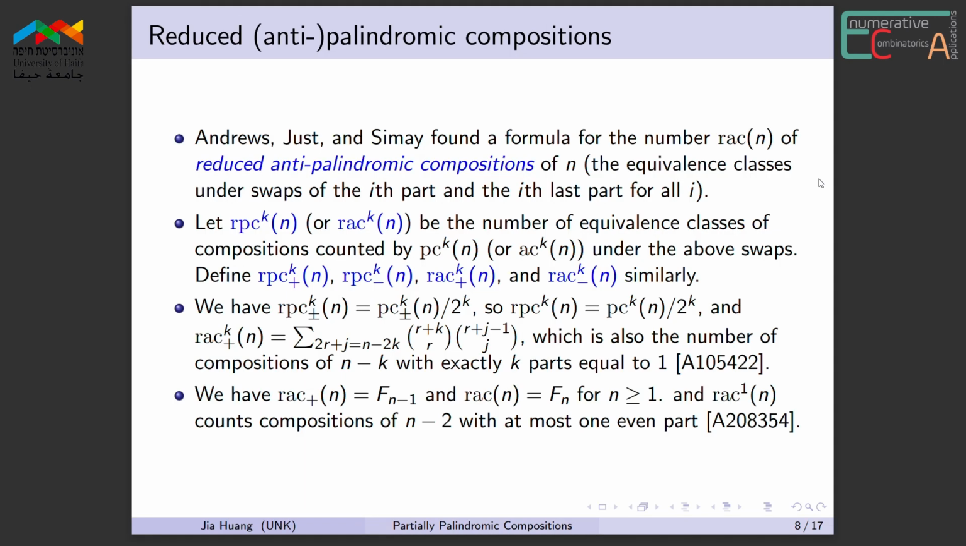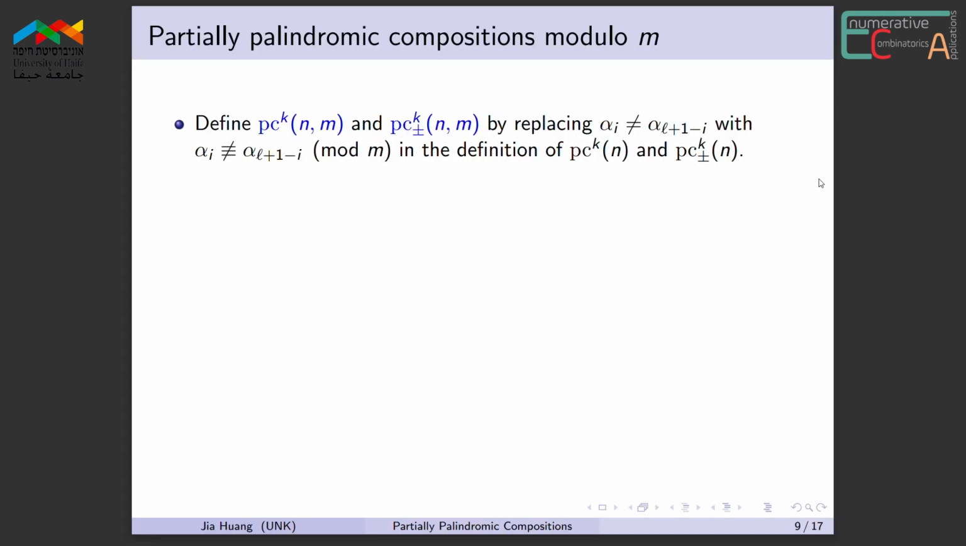And we can take k to be 0, so we get Fibonacci numbers again. And when k is 1, RAC1 of n actually counts compositions of n minus 2 with at most 1 even part. So that's a different interpretation that possibly has some connections with our interpretation.